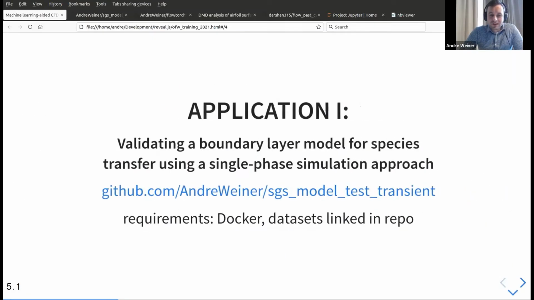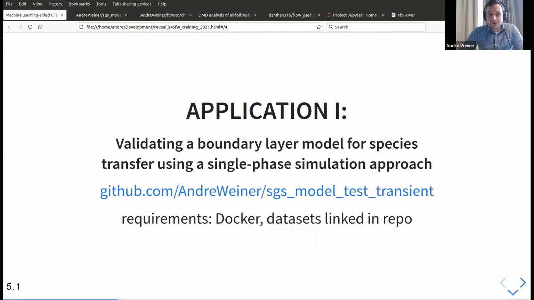All right, that's it for the introduction. Now let's go to the first application. In the first application, we are going to validate some boundary layer model for species transfer. You can find all the instructions, the source code, and links to the data sets that are required in the GitHub link that is put here on this slide. And basically, all you need is the data sets that are linked in the repository, and a Docker installation, and you can reproduce all of the workflows that I'm going to show you next.